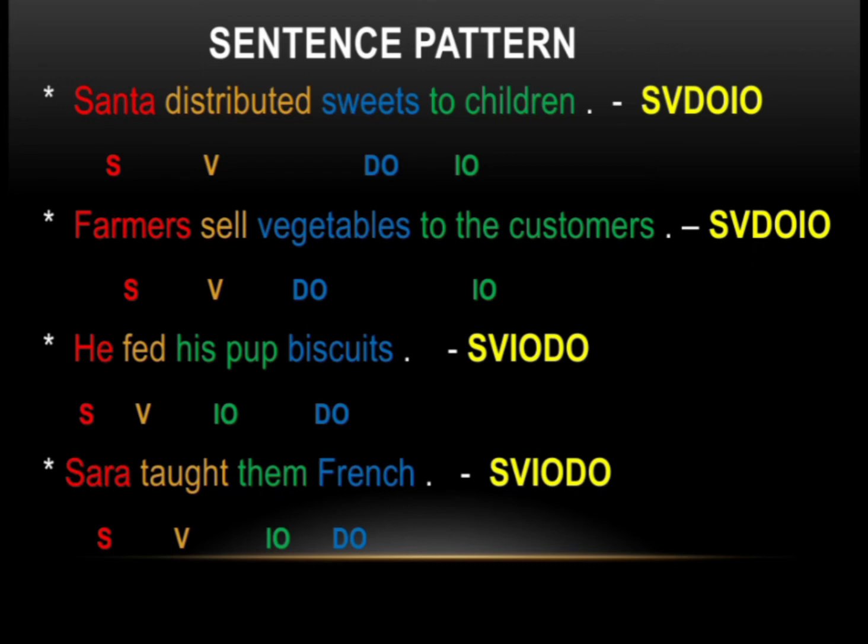The next sentence, Sarah taught them French. Sarah is the subject, taught is the verb. To whom did she teach? To them. So that is the indirect object. What did she teach? French. And so this is the direct object. So the pattern is SVIODO.